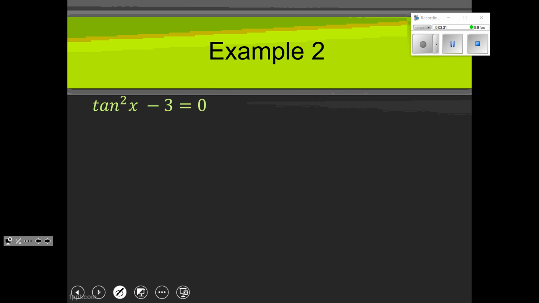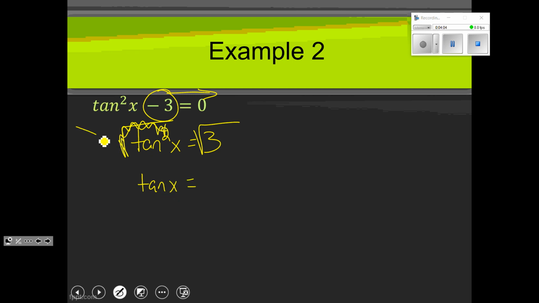All right, so let's go to example 2. We're going to isolate the trig function. So I'm going to move the negative 3 over. And then how do I get rid of a square? I'm going to take the square root on both sides. So when I take the square root, these cancel, and I get the tangent of x. And when I take the square root of 3, since I'm taking the square root on both sides of the equals, that's going to be plus or minus square root of 3.